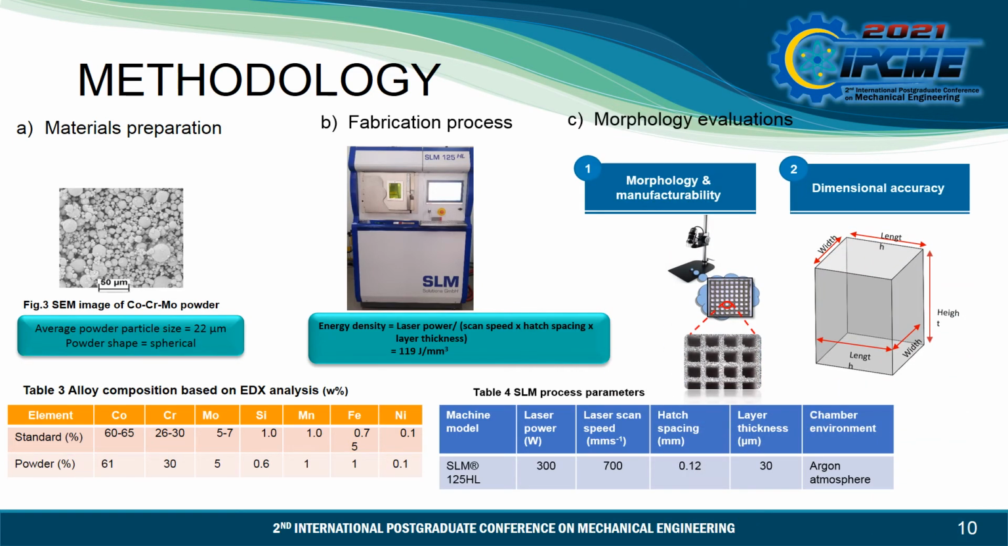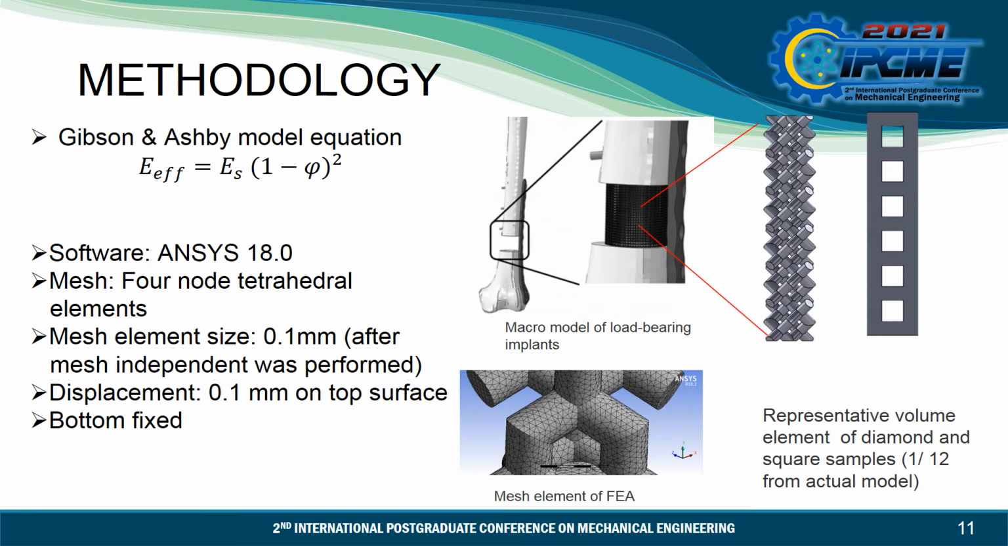Okay, for the morphology evaluation, there is morphology and manufacturability testing, and also dimensional accuracy evaluated by optical microscope. Okay, this is the prediction for effective elastic modulus with two approaches. First is the Gibson and Ashby model, which is calculated with the equation based on the porosity of the sample.